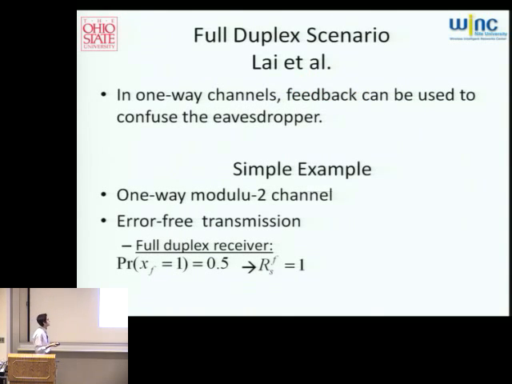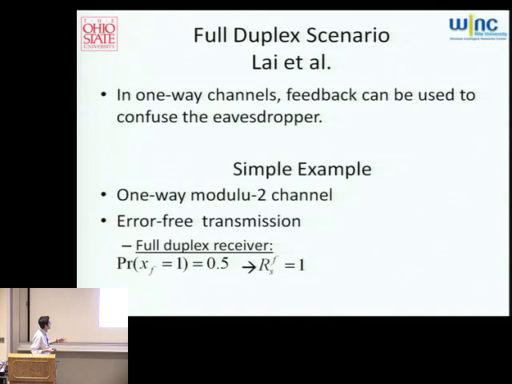So consider the one-way channel under the full duplex scenario. To see how feedback can be useful, consider a simple example of a modulo 2 channel with error-free transmission. Then the full duplex receiver can transmit a symbol XF, which takes 1 or 0 with equal probability. Then that's XORed with the forward channel symbol and will create an ambiguity at the eavesdropper such that the entropy of the original message will be equal to 1, which is the maximum, which is the same as the entropy of the message before the observation.